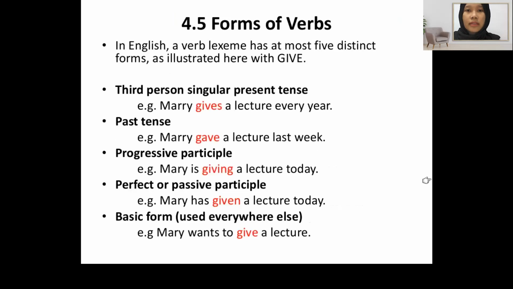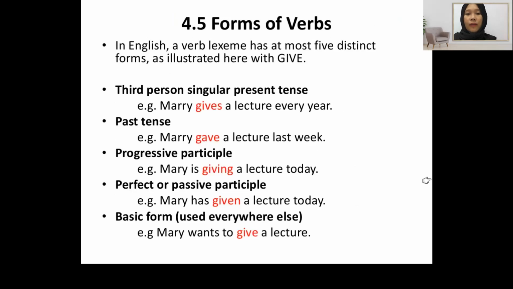And also this one for the forms of verbs. In English, a verb lexeme has at most 5 distinct forms, as illustrated here with give. First, third person singular present tense. For example, Mary gives a lecture every year. Second, past tense. For example, Mary gave a lecture last week. The third, progressive participle. For example, Mary is giving a lecture today.